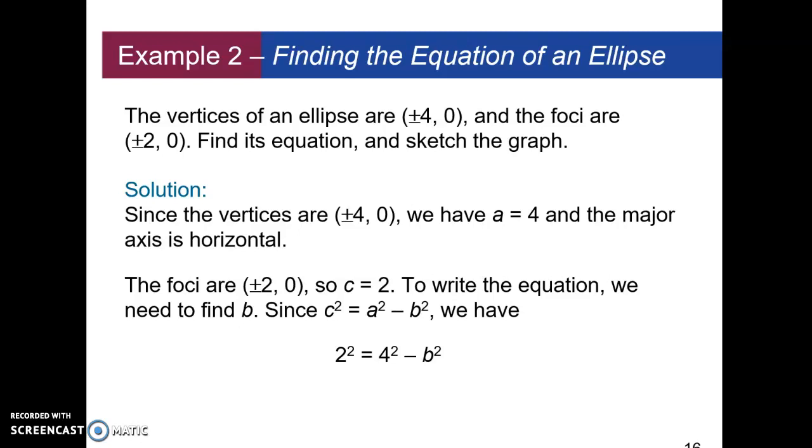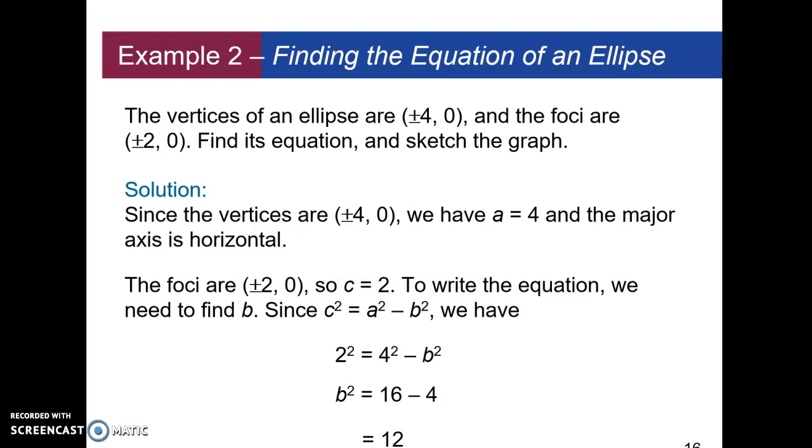So C is 2 and A is 4, so 2 squared is equal to 4 squared minus B squared. Well, that's 16 minus B squared equals 4. You must subtract 12 from 16 to get 4, so B squared must be, excuse me, must be 12. So now we have all of the necessary information to be able to write our equation.